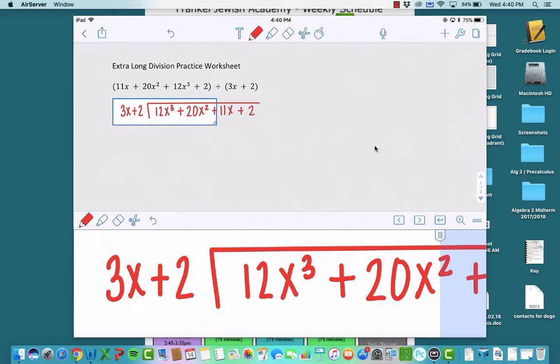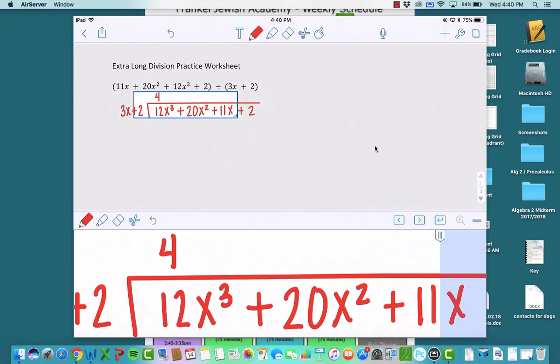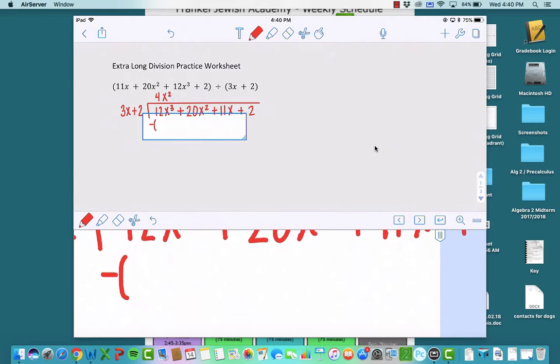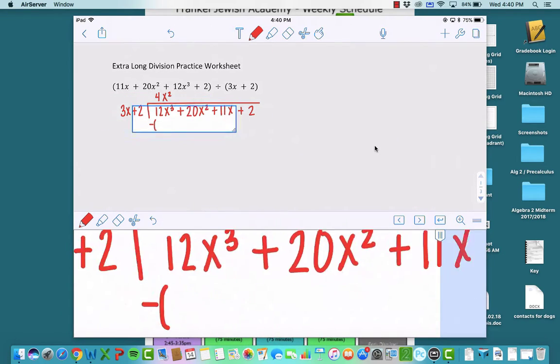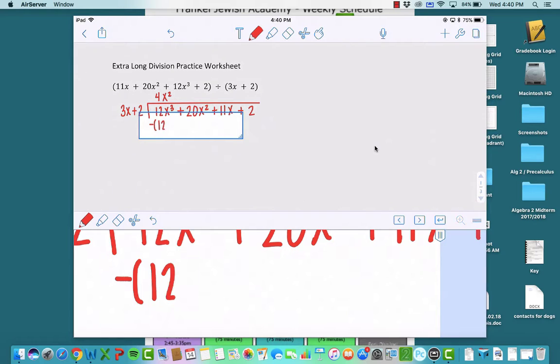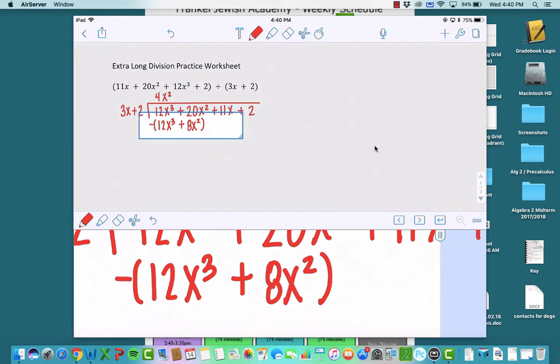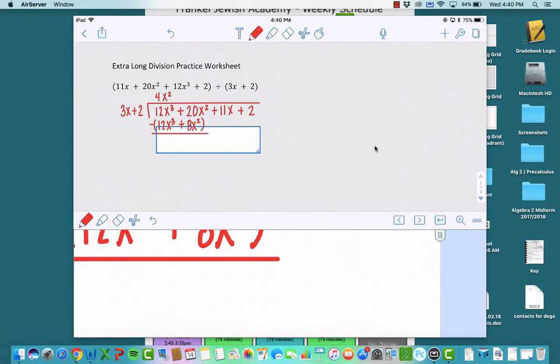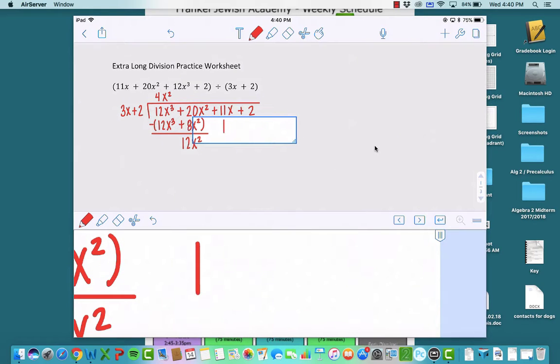Next we're going to look at what do I multiply 3x by to turn it into 12x cubed, which is 4x squared. So then I multiply the whole thing by 4x squared, the whole 3x plus 2, to get 12x cubed plus 8x squared. So then I get 20x squared minus 8x squared is 12x squared. And then I bring down the 11x.